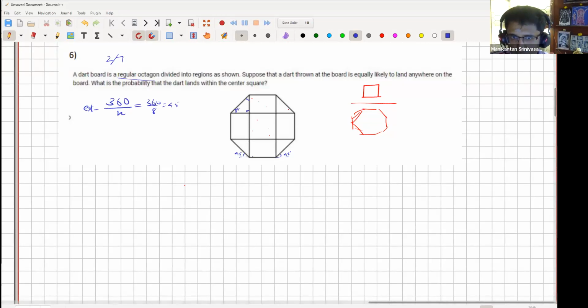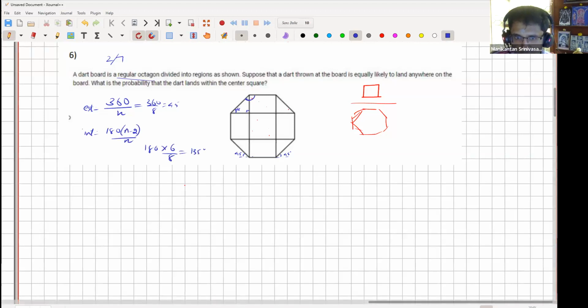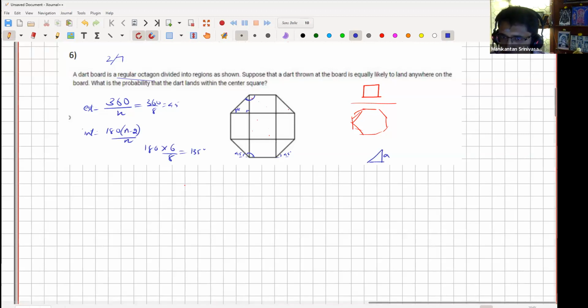Each internal angle, the other way he suggested, is 180 into n minus 2, the sum of all internal angles, divided by n. If you do it this way, you get each internal angle as 135 degrees. Either way, you get this as 135 or the other one as 45, and from there you can back-calculate that everything is 45, 45, 45. The other thing you need to know is that in a 45, 45, 90 triangle, the ratio of the side lengths is A is to root 2A, 1 is to root 2.